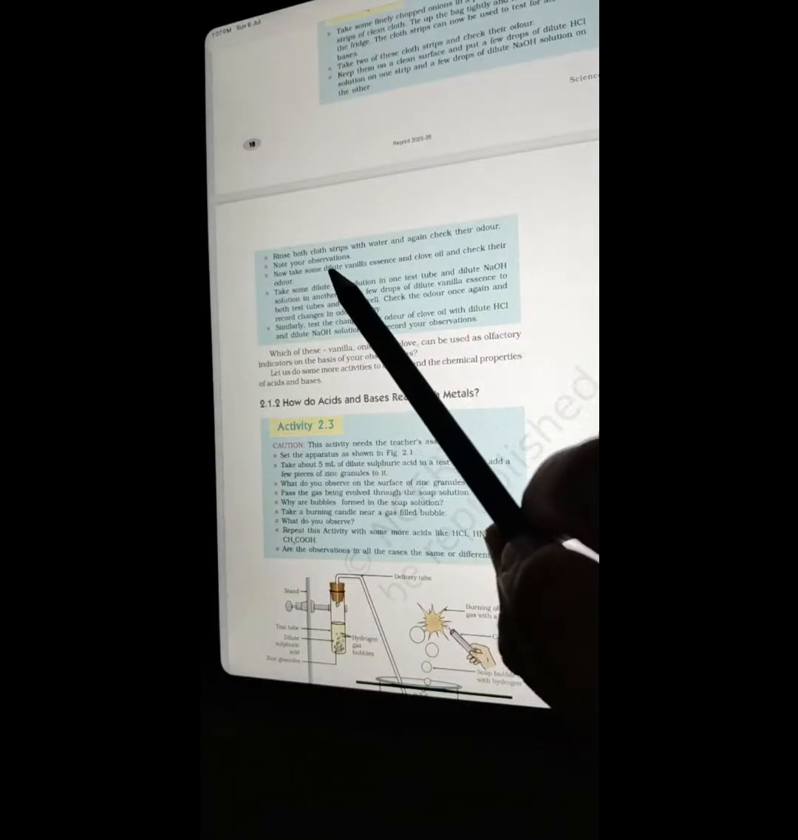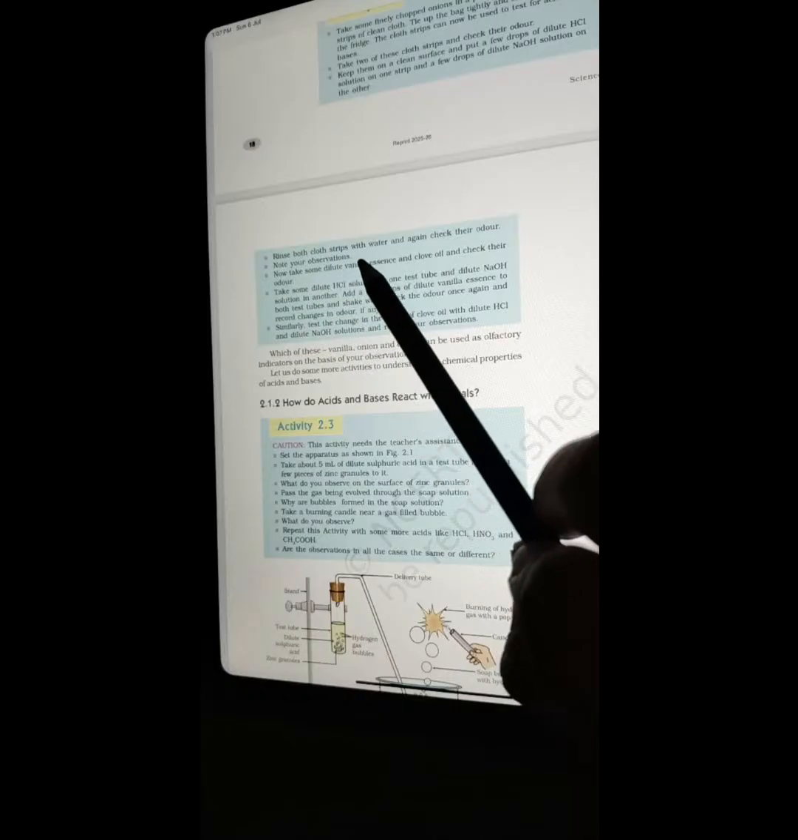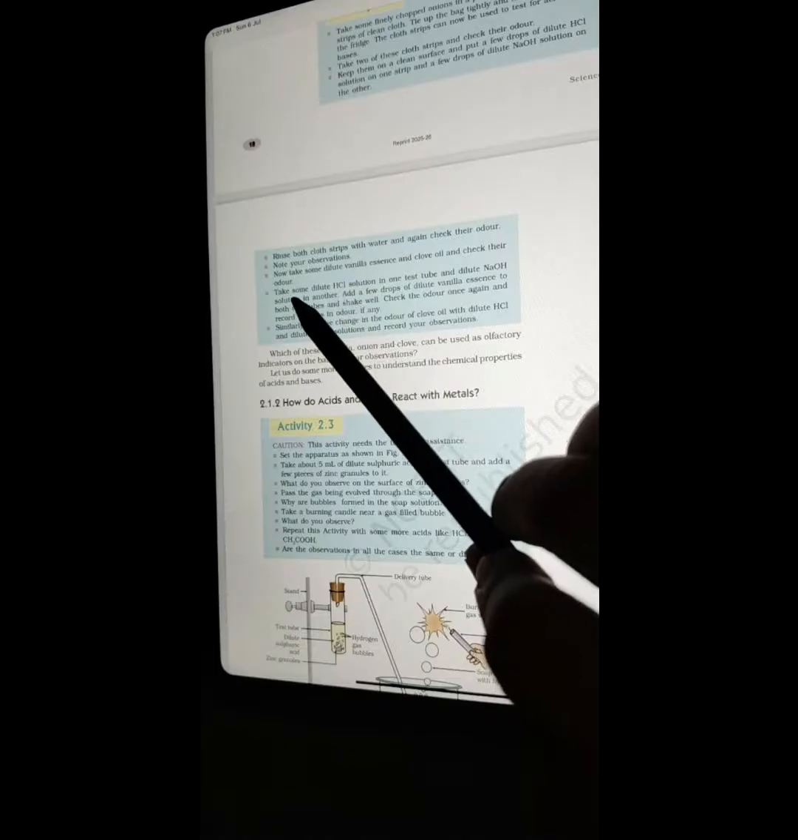Rinse both cloth strips with water and again check their odor. Note your observations. Now take some dilute vanilla essence and clove oil and check their odor.